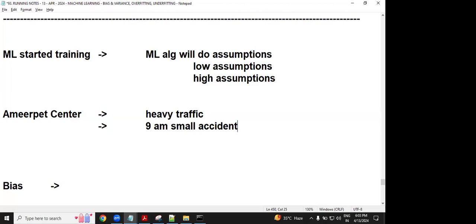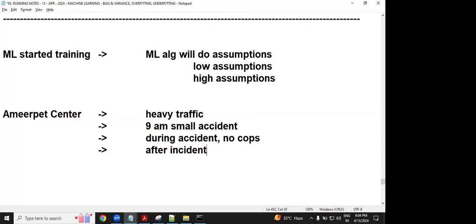Then I have a question. During the accident, cops are not there. No cops. Do you know what cops means? Do you mean teacup? No, police people. Assuming that. Then after the incident, the police came.